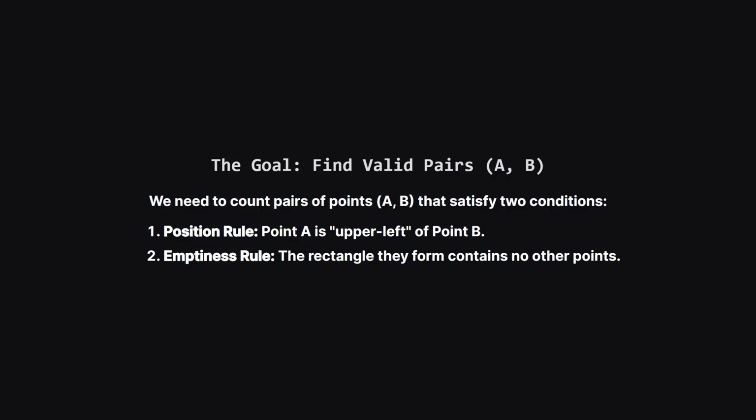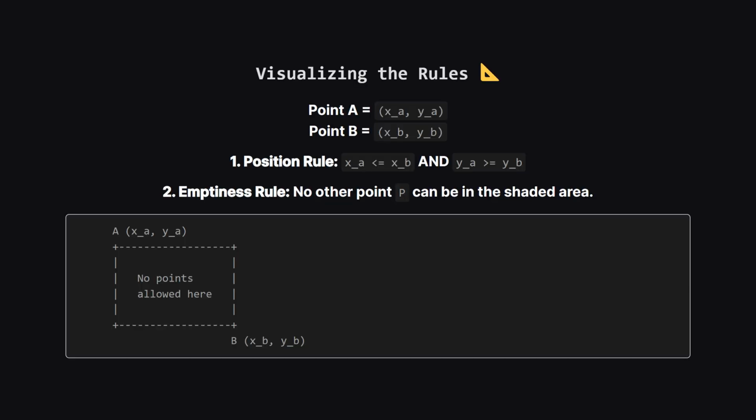We need to find pairs of points, let's call them A and B, that follow two specific rules. First, point A has to be upper left of point B, and second, the imaginary rectangle that these two points create must be completely empty. No other points can be inside it, not even on the border. Let's visualize this. For a point A to be upper left of B, its x value must be less than or equal to B's, and its y value has to be greater than or equal to B's. When that condition is met, they define a rectangle.